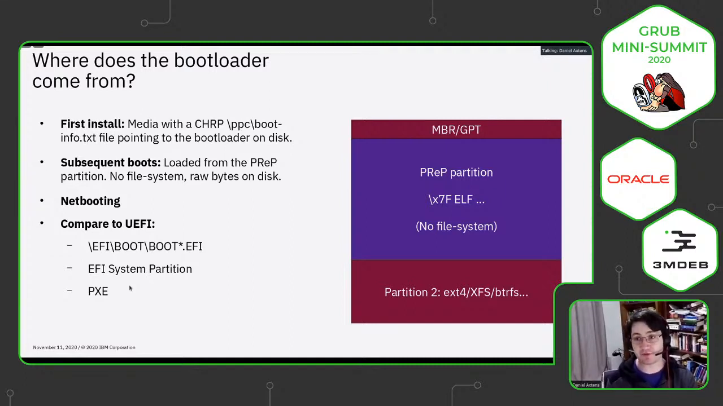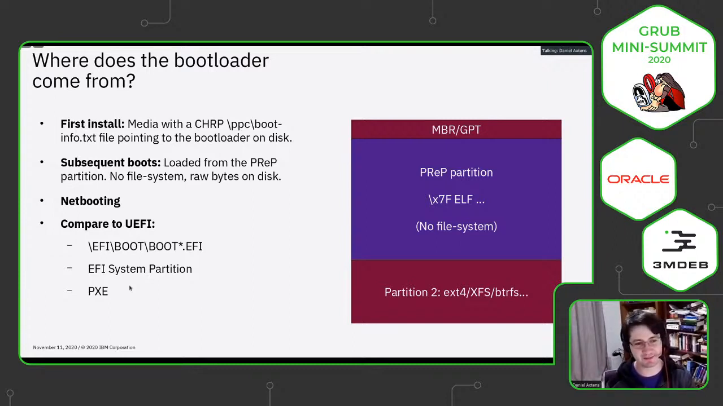So there's no file system, so there's no concept of an end of file. The firmware looks at the ELF header to figure out how big the bootloader is and to read it, or, I suppose, parse it and run it. You can, of course, also netboot. And again, that will give you a file with a file size that will be sent over the network.